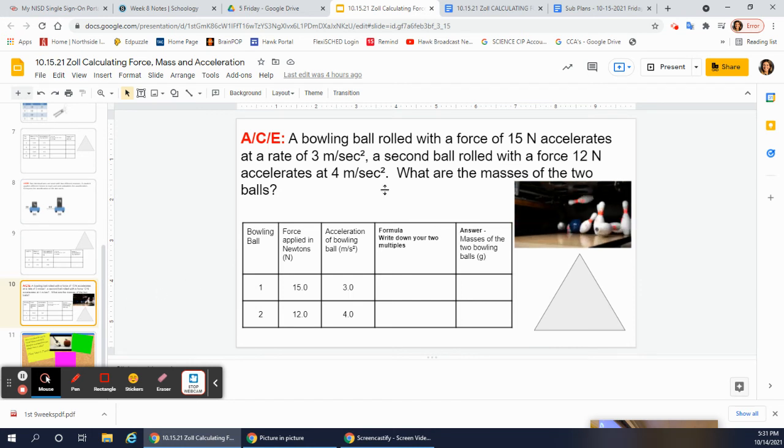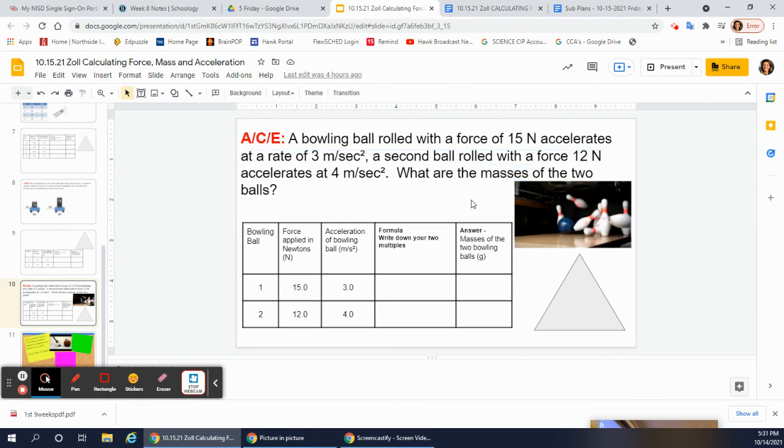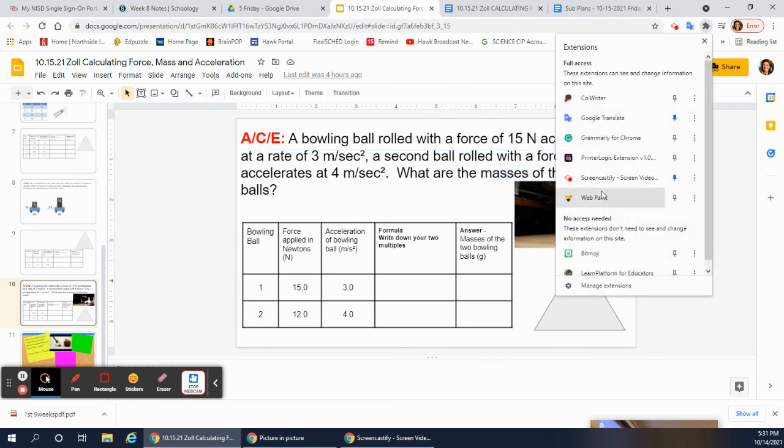So here for this question, it's telling you a bowling ball rolled with a force of 15 newtons accelerates at a rate of 3 meters per second squared. A second ball rolled with a force of 12 newtons and accelerates at 4 meters per second squared. What are the masses of the two bowling balls? So again, this is a force of motion question.